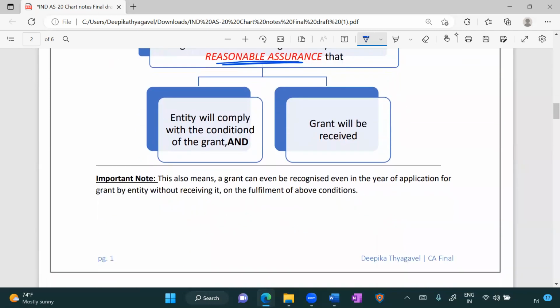It will also receive the grant, either the resources or the money, right? Whatever it is, the resource will be received. When the grant will be received, when it is sure about it, it can recognize it in its books.